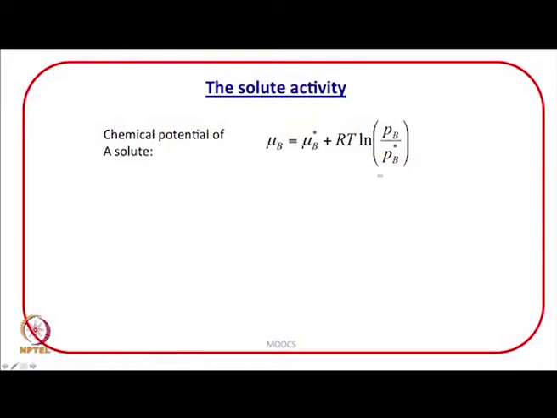Now let us discuss the solute activity, having discussed the solvent activity. As I said, several books write B for solute and A for solvent, and we will also stick to the same notation. We will write B for the solute. Chemical potential, again we will write the same form: mu B is equal to mu B star plus RT log PB by PB star. This is the general form that we also wrote for the solvent.